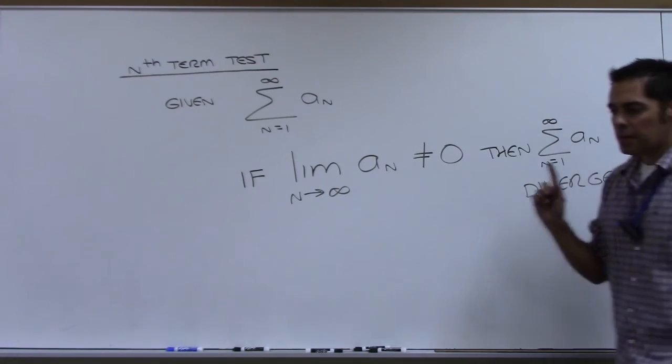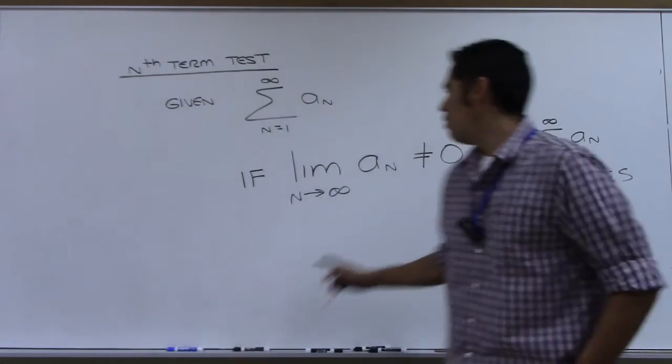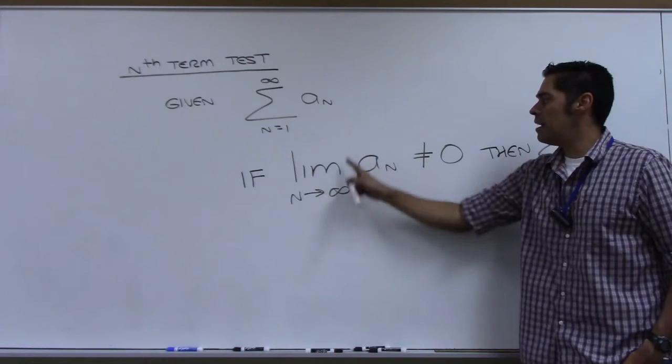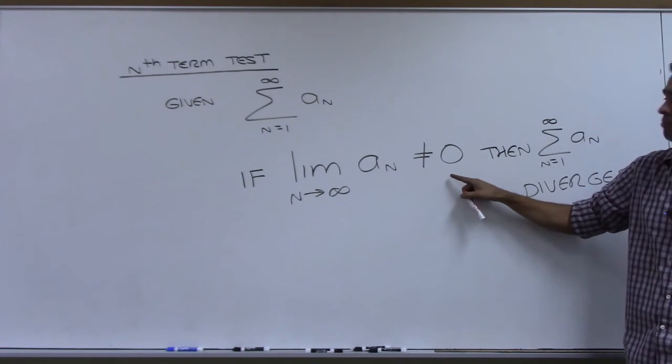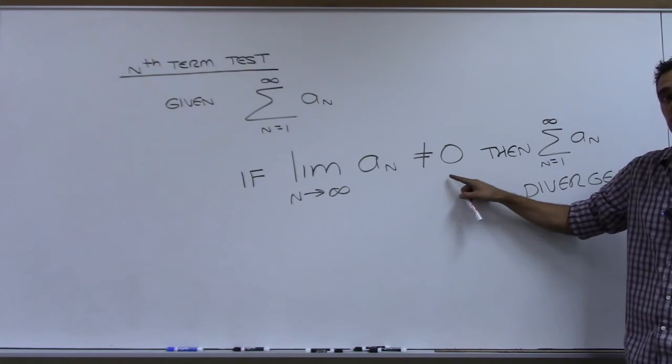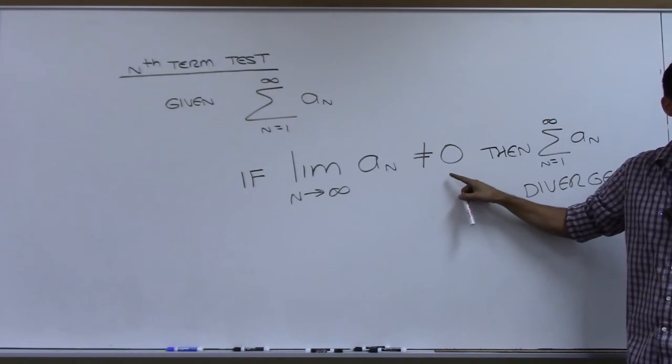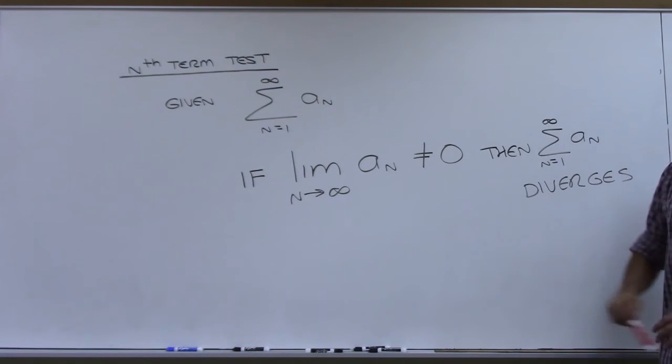The thing you have to be very careful with on this is what happens if you look at the inside and the inside does go to 0? What does that tell you? Convergence? It actually tells you nothing. And that's where people mess this nth term test up.